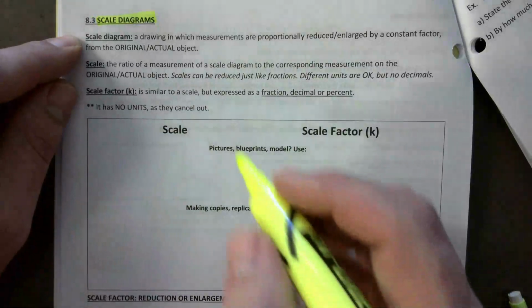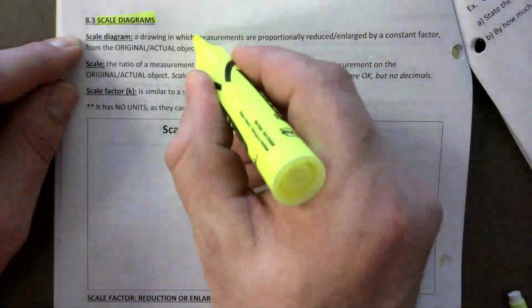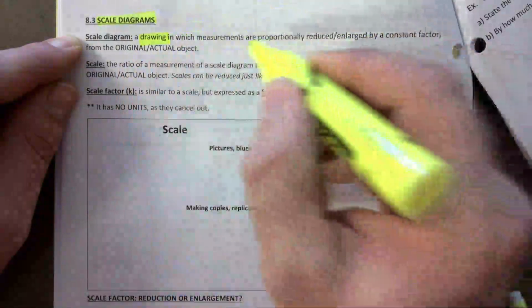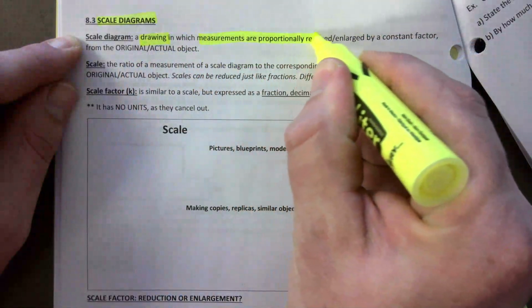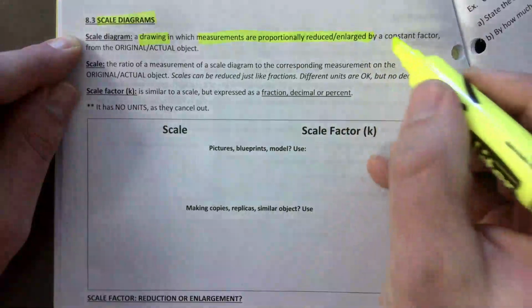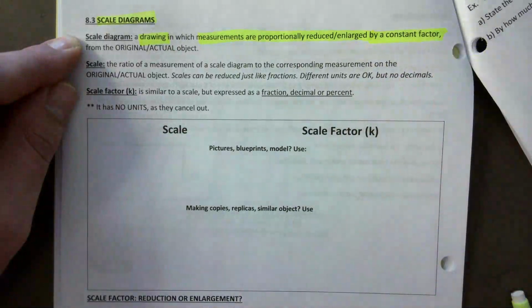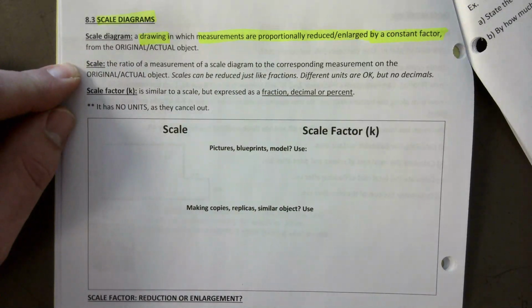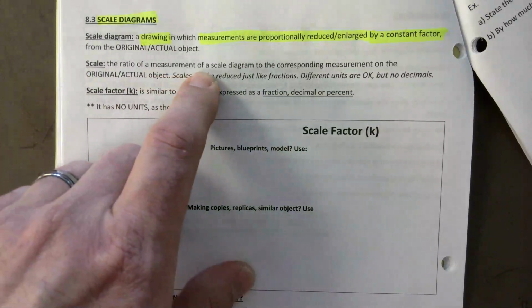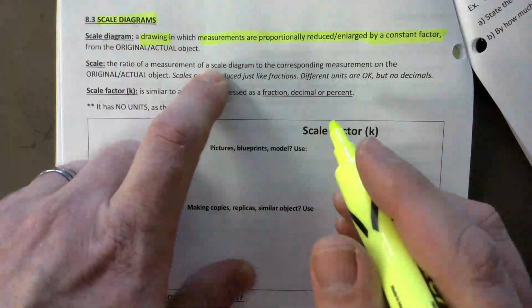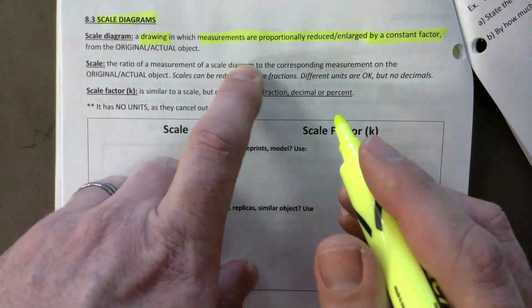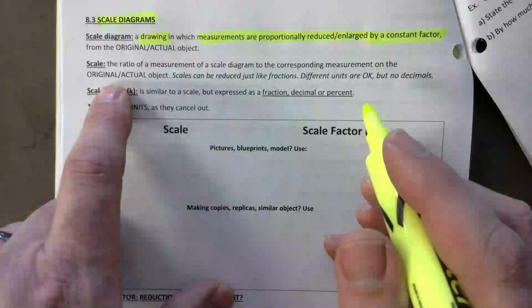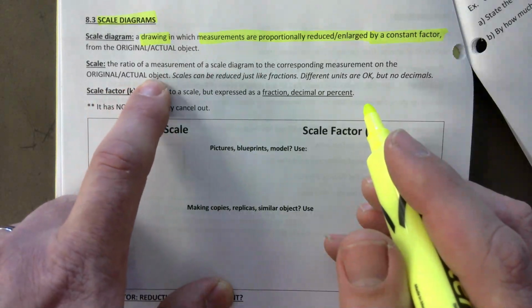A scale diagram is a diagram, right? A drawing where measurements are proportionally reduced or enlarged by a constant factor. Page 21. Okay. Scale is the ratio of a measurement, right? Of the scale diagram corresponding to the measurements on the original or actual object.